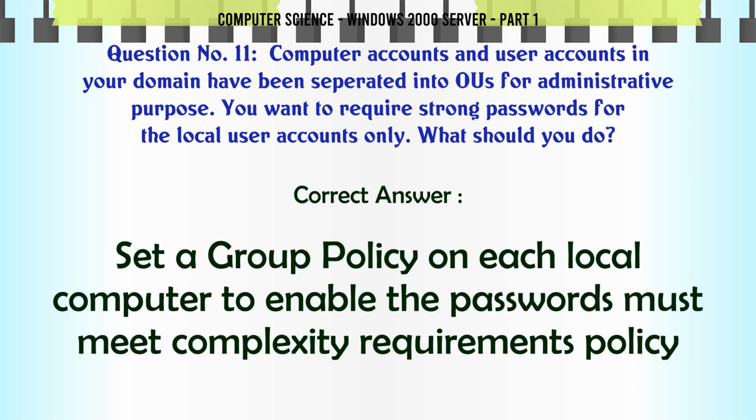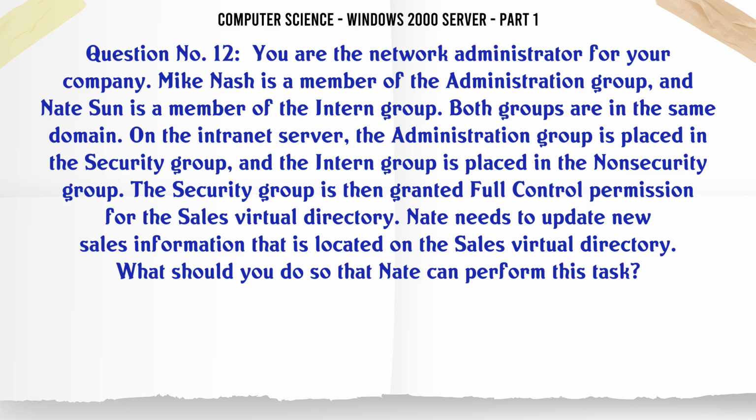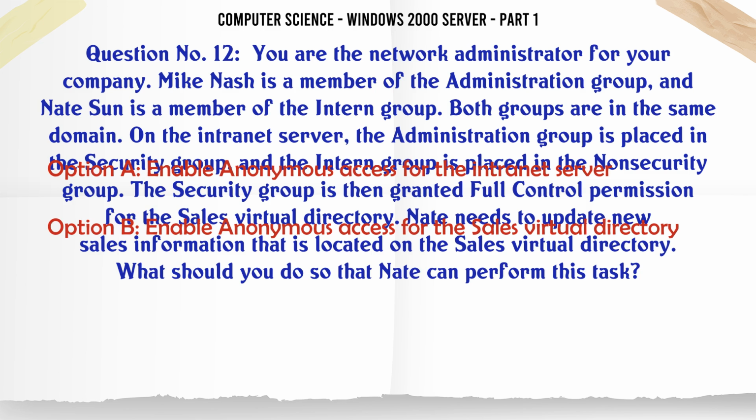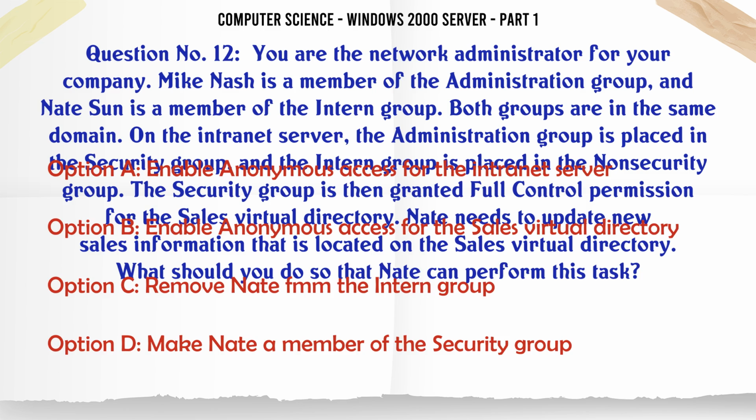You are the network administrator for your company. Mike Nash is a member of the administration group and Nate Sun is a member of the intern group. Both groups are in the same domain. On the intranet server, the administration group is placed in the security group and the intern group is placed in the non-security group. The security group is then granted full control permission for the sales virtual directory.